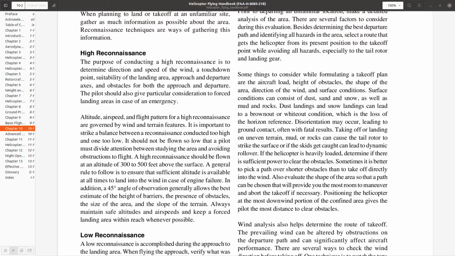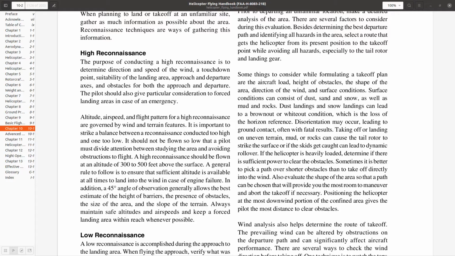So high reconnaissance, you're going to be up there 300 to 500 feet in the air. And you want to make sure that you're in a spot where if you did have an engine failure, there's a safe place to land. So you're coming in and you're going to orbit your spot. Now, generally speaking, it's best to be at about a 45 degree angle to the place that you're trying to land. Don't be right on top of it, and don't be way, way away from it either. That will help you estimate the height of any obstacles that you're trying to fly over.